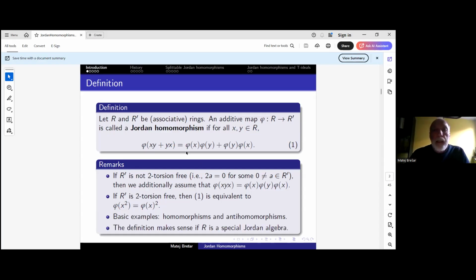I should add that this definition of a Jordan homomorphism makes sense not only when R is an associative ring, but also when R is a special Jordan algebra. I will recall the definition very soon in the next pages. But before that, let me warn you that sometimes I will speak about algebras and sometimes about rings. This shouldn't bother you. It is just for some traditional reasons. Sometimes one word seems more appropriate than the other, but there's not much difference. So you can just ignore this and think of algebras all the time.